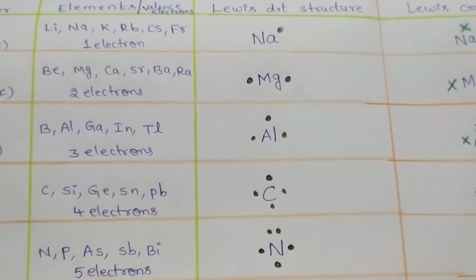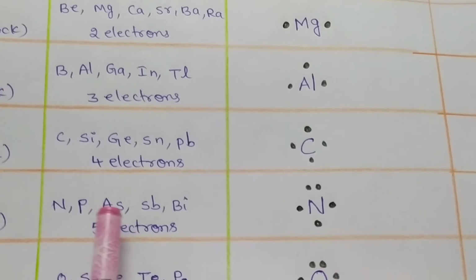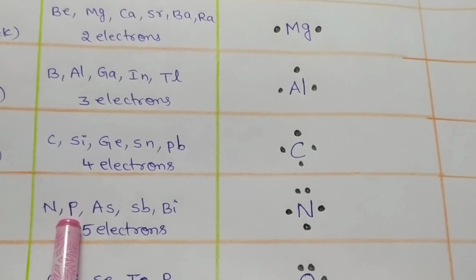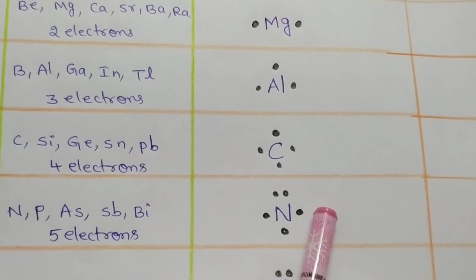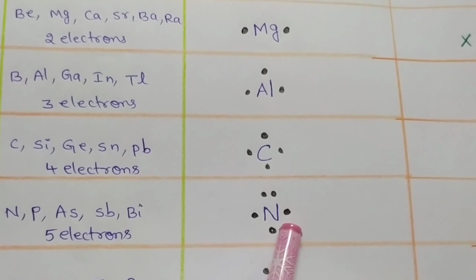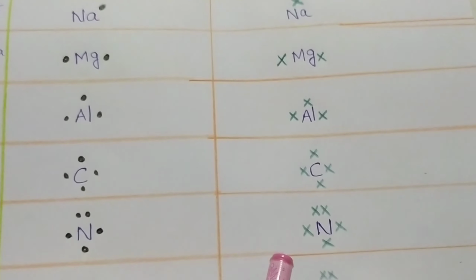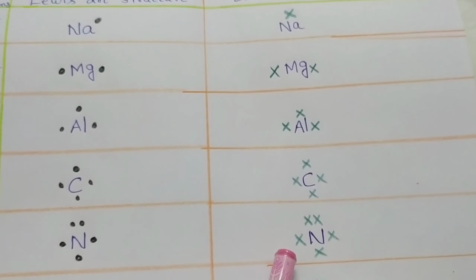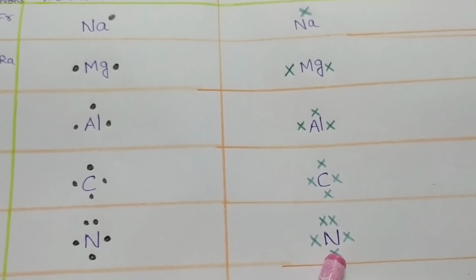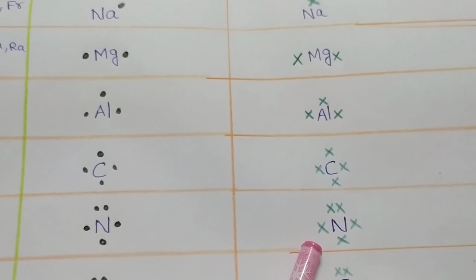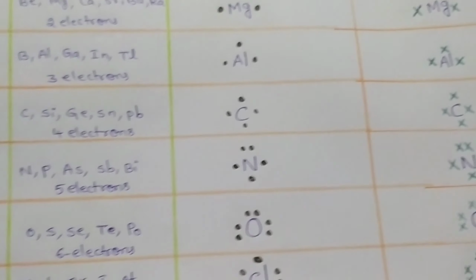Now we can draw the Lewis dot structure for these elements. Let us take nitrogen as an example here. We can put 5 dot symbols around the nitrogen atom. According to the Lewis cross structure, we can put 5 cross symbols around the nitrogen atom. This represents that nitrogen contains 5 valence electrons.